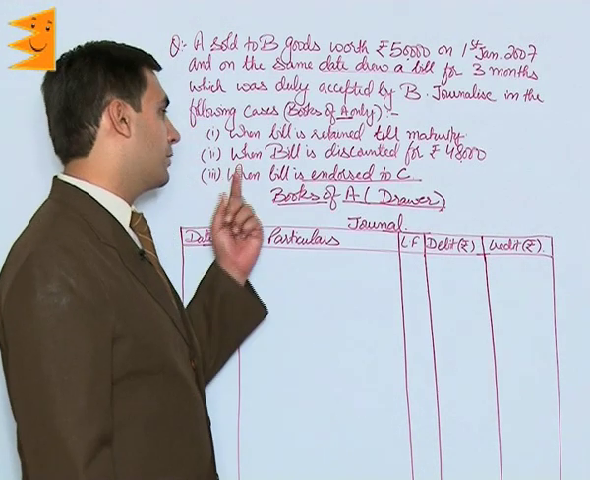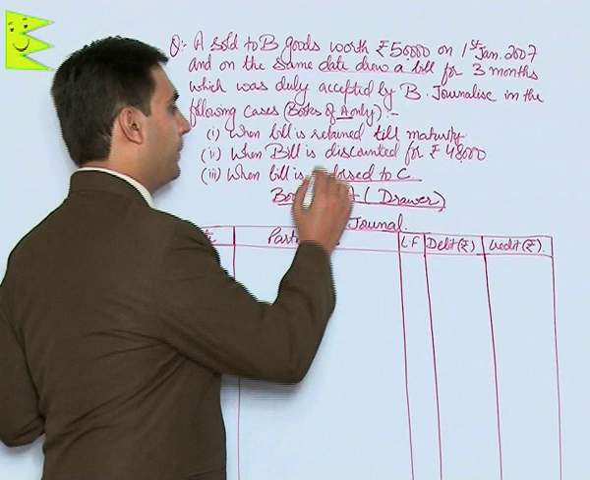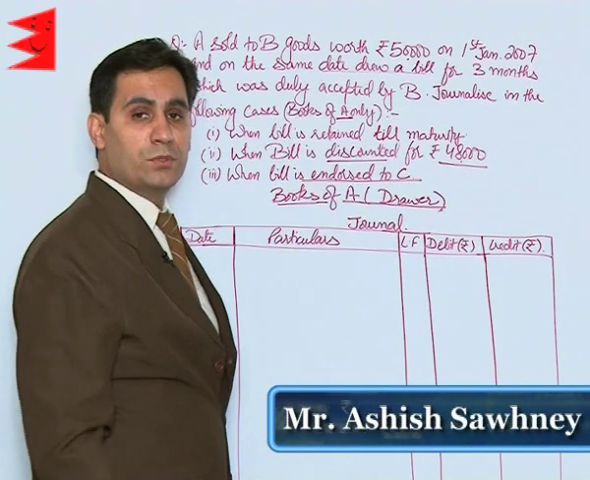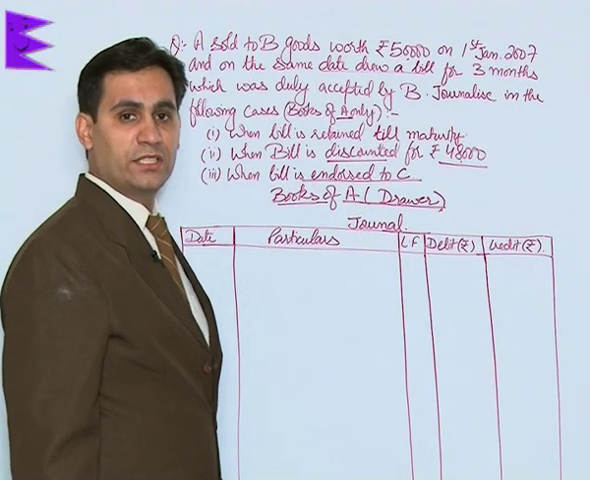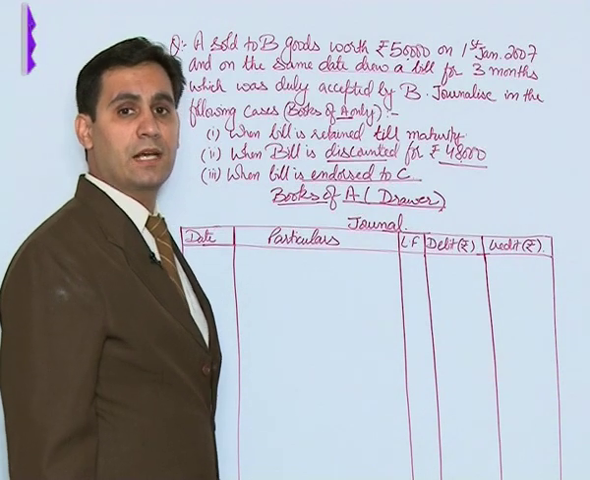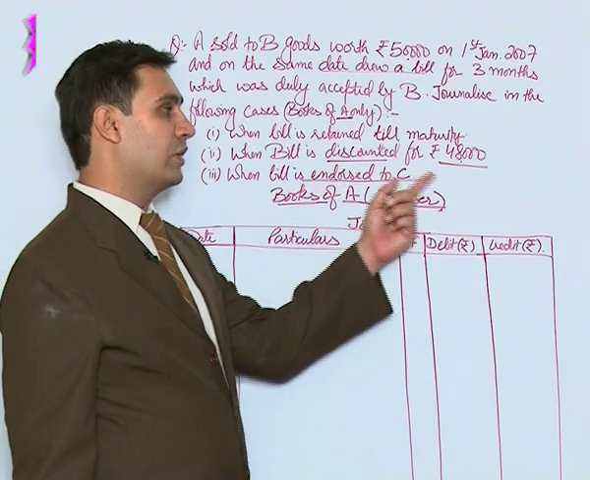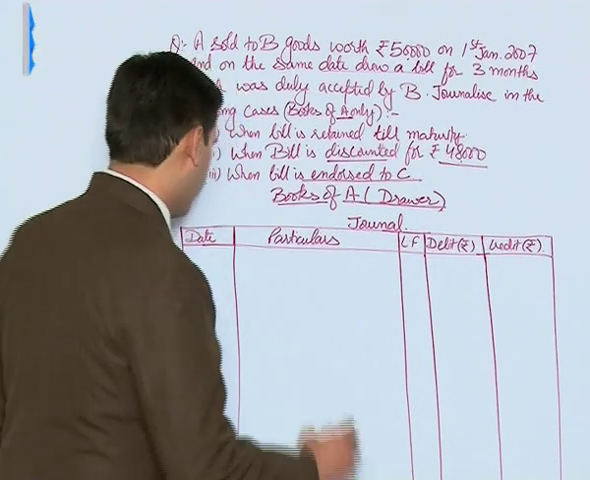Now coming to case 2. In the very same question, case 2 says that the bill is discounted for rupees 48,000. Now remember students, the drawer always has an option of either endorsing this bill or getting this bill discounted. So in this case, A has got this bill discounted for rupees 48,000. So what are the journal entries?